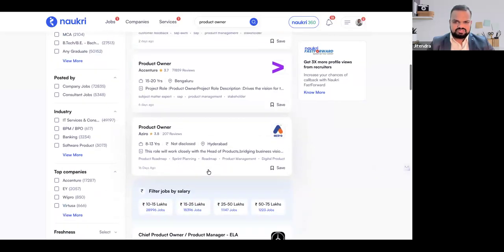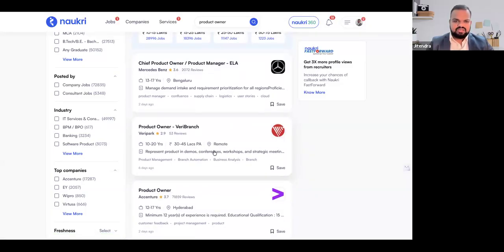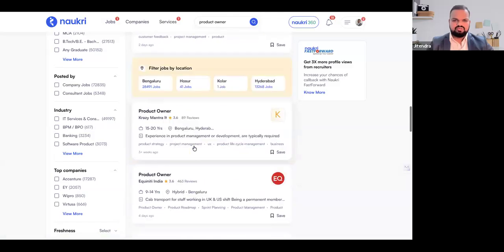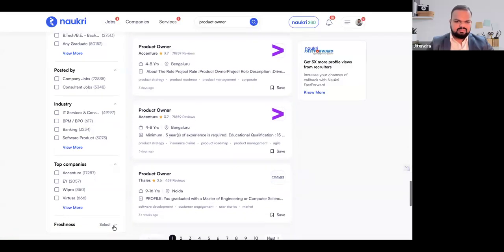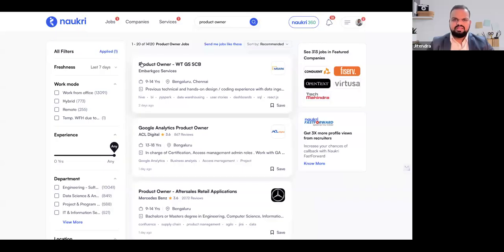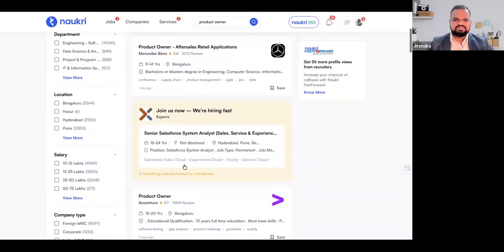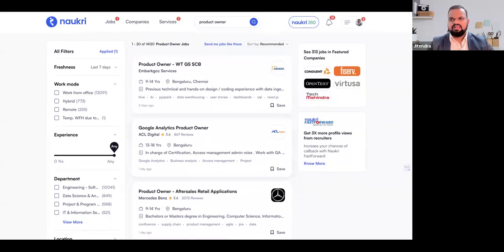Accenture is hiring a lot. Again, chief product owner or product manager, 13 to 17 years of experience, 10 to 20 years. You can see product owner is a job role with a lot more jobs. In fact, let me apply a filter of the last 7 days. How many jobs have been posted? It says around 14,000 plus jobs, and these are fresh jobs that I can see here.